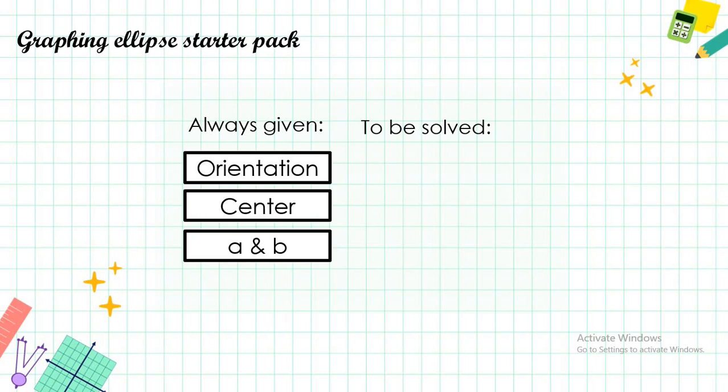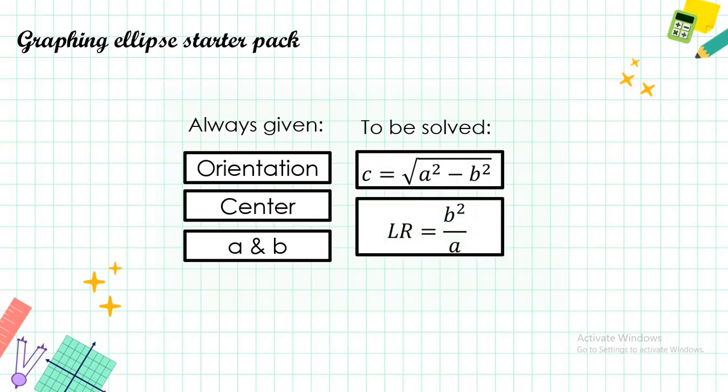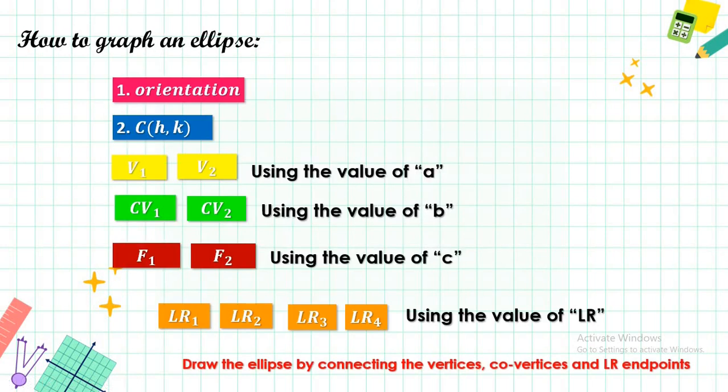In the given standard form, there is also some information that is necessary but is not directly or explicitly shown in the standard form. And those are the following: the value of C, which will be used to plot the foci. This is the formula. And also the value of LR, which would be B squared over A. So basically, we're always going to identify first the orientation, center, A and B, and these are the things that we need to solve. So how now do we formally graph an ellipse?